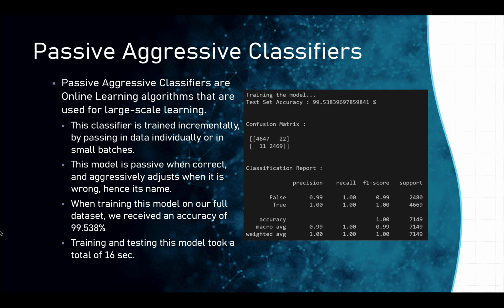And when training this model on our full data set, we received an accuracy of 99.538%. And training and testing this model took an impressive 16 seconds total, which was significantly faster than the other two. And our accuracy of this was actually better than the support vector machine, and took a lot less time.